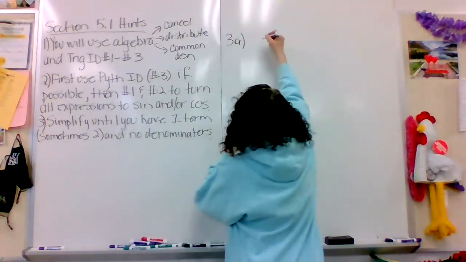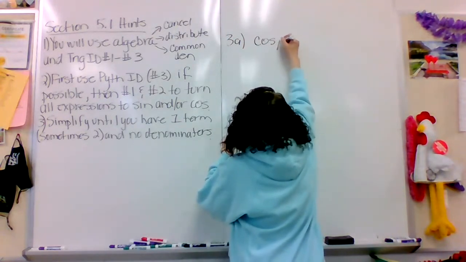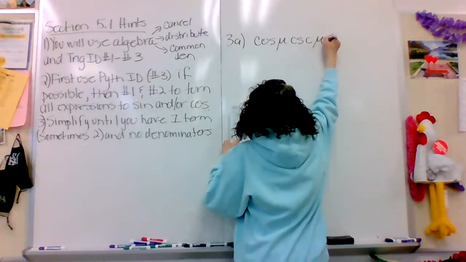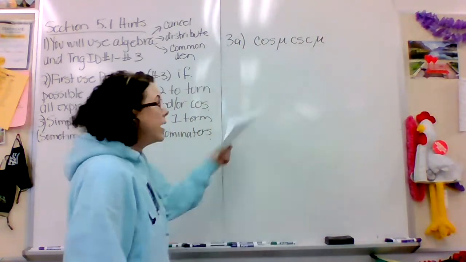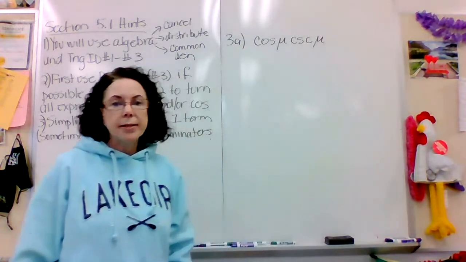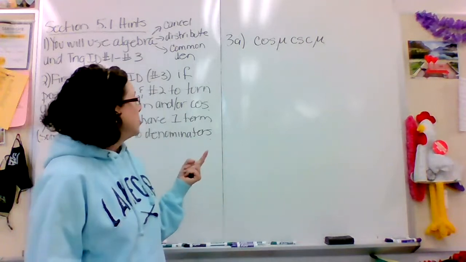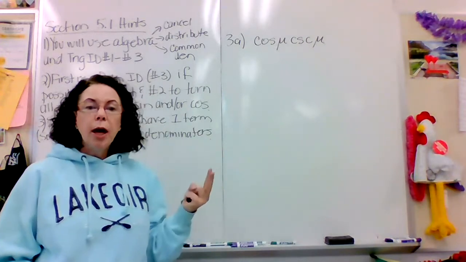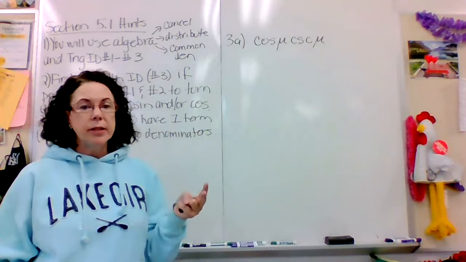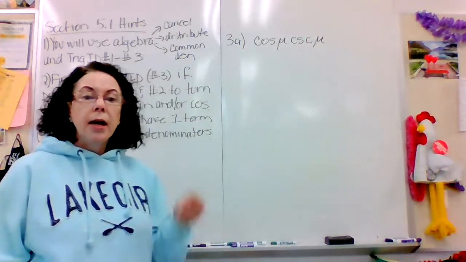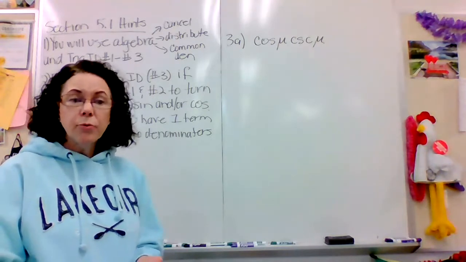They are asking us to simplify cosine of mu times cosecant of mu. Okay, again, the angle doesn't matter. You can put X's there if you want. Okay, number one, I don't see any algebra I can do. Number two, Pythagorean identity? I don't think so. I don't think I see anything being squared or any ones. So this means quotient and reciprocal.